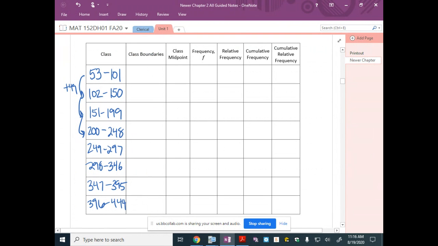If we had only used 48 as our class width, this would have stopped at 436 or 437, I believe. What's the problem with that? If this had stopped at 437.